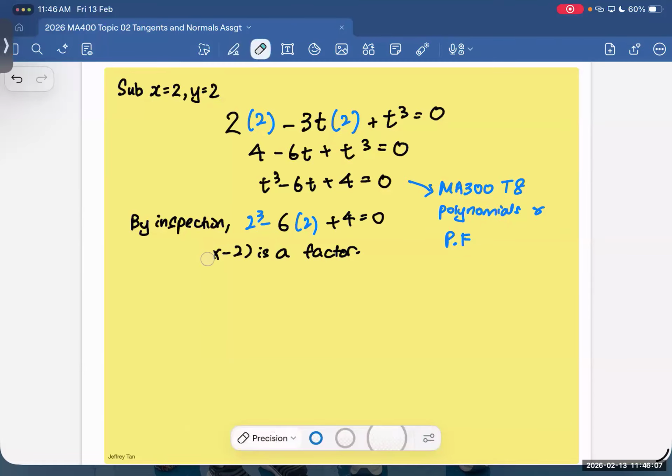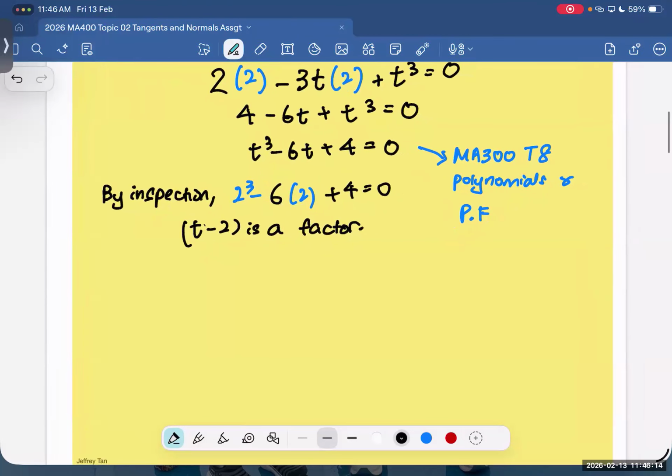Very good. Well done. Good observation. Okay, so if you can correct me, means you are paying close attention.